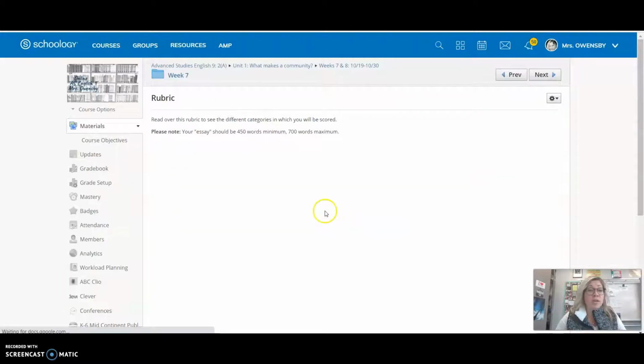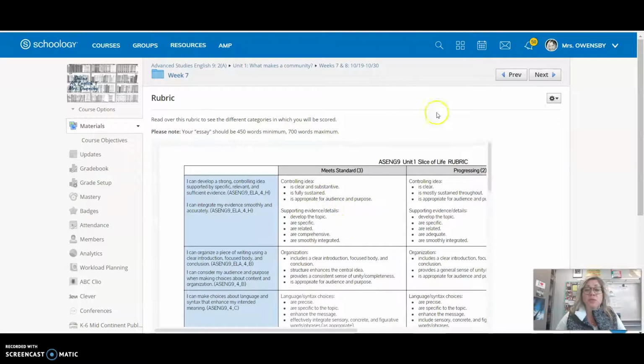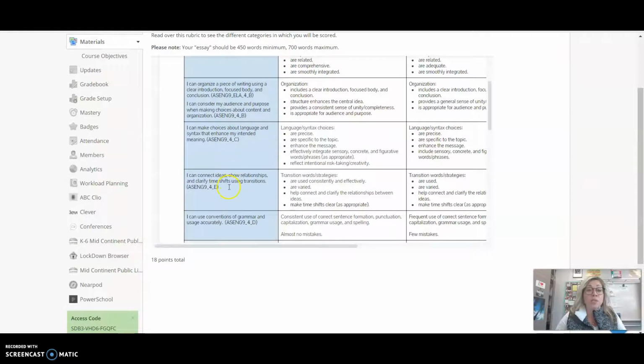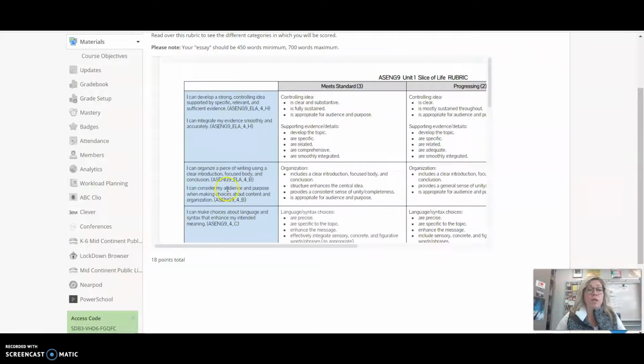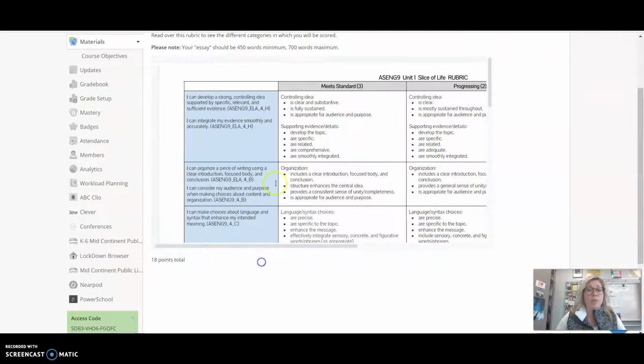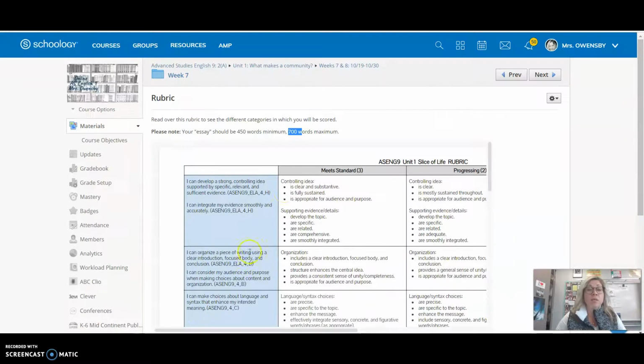Next, I just have the rubric here for you. And please read through this. It shows you which categories we are going to score you in. So this blue column is going to show you exactly what we're looking for, okay? And then it will show you how to get a 3, 2, or 1. But right over here is what we're looking for. Also, like I said, it should be 450 words minimum, 700 words maximum for 18 points total.